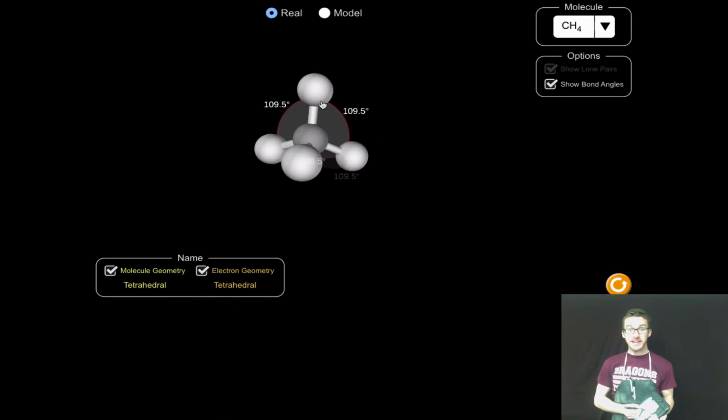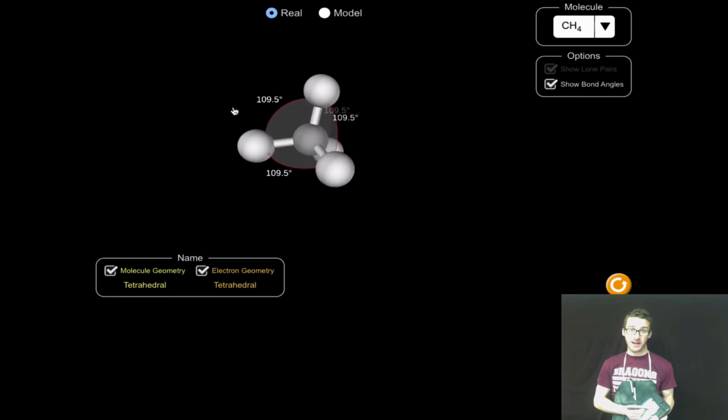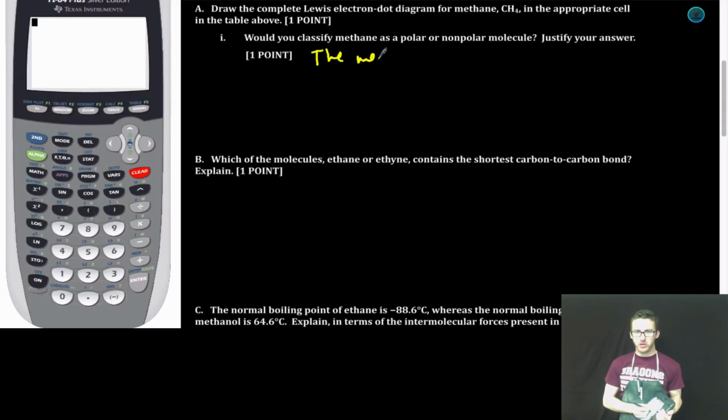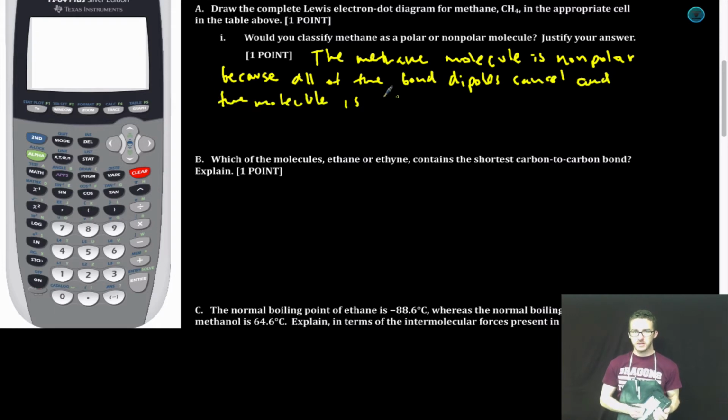Ooh. Notice that each of the atoms bonded to the central atom is identical, and that there are no lone pairs of electrons on the central atom. The methane molecule is nonpolar because all of the bond dipoles cancel, and the molecule is symmetrical.